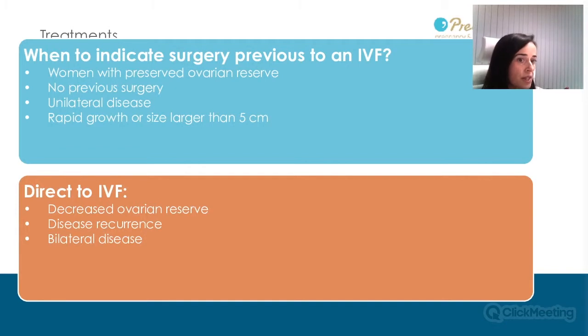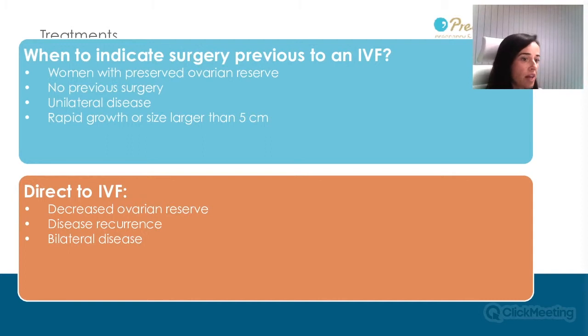When we do indicate surgery previous to an IVF, we can do a surgery in women with preserved ovarian reserve. So we are talking about young women with a good anti-Mullerian hormone and a good ovarian reserve, in women with no previous surgery, who have only unilateral disease and who have a rapid growth of a cyst or a size larger than 5 centimeters. So in these cases, we can indicate surgery.